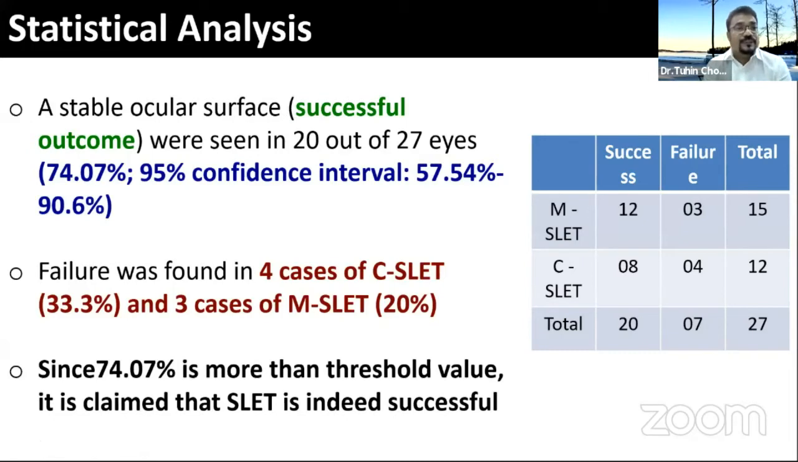So going to the statistical analysis, a stable ocular surface, that is a successful outcome, was seen in 20 out of 27 eyes, 74.07%, with a confidence interval ranging from 57.54 to 90.6%. Failure was found in 4 cases of C-SLET, that is 33.3%, and 3 cases of M-SLET, that is 20%. Since 74.07% is more than the threshold value, it is claimed that SLET is indeed successful.